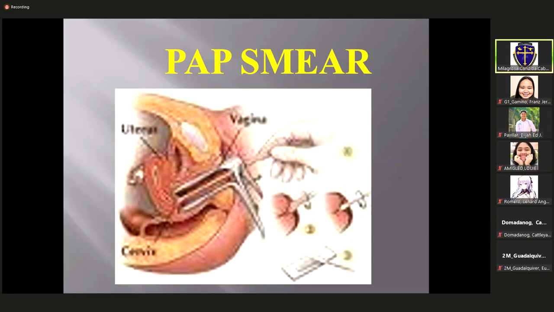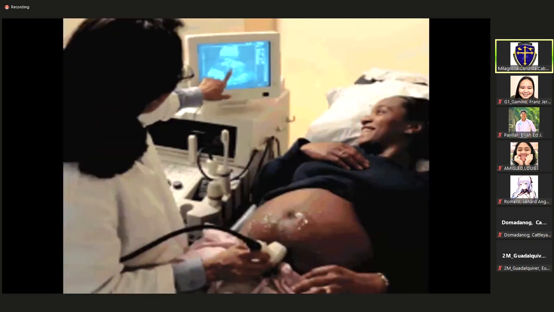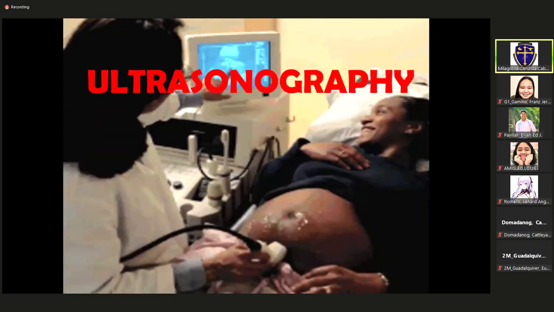So, this is one of the diagnostic procedures wherein we can really assure or confirm the presence of cancerous or precancerous cells in our internal structures. Alright? Particularly the cervix. Okay, another diagnostic test would be your ultrasonography.